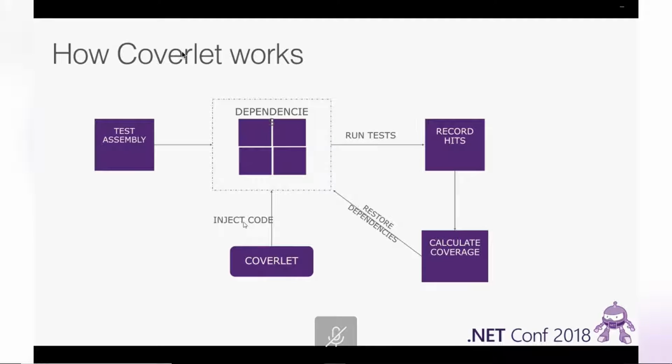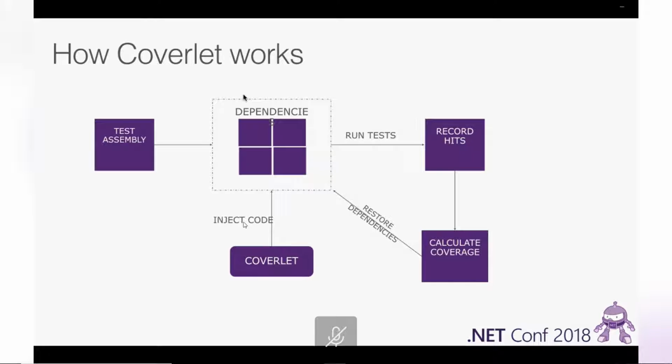How Coverlet works is basically it recognizes your unit test assembly and picks out the dependencies from your test assembly. Then Coverlet injects instrumentation code within those dependencies, because naturally, if you have a test assembly for the main project, then it needs to pick up the main project. So it takes that main project, injects instrumentation code, and then it goes ahead to run your tests.